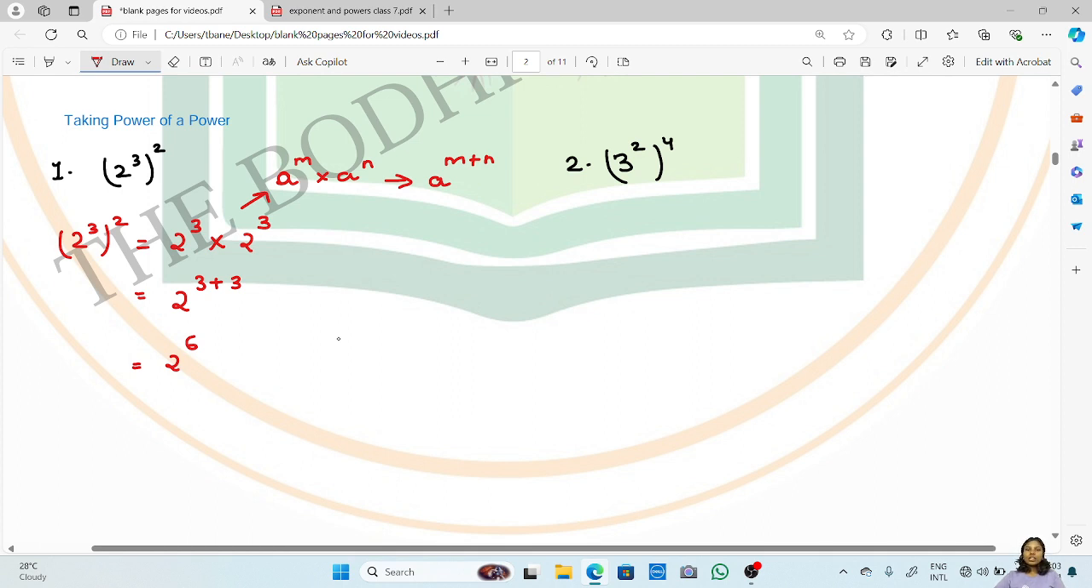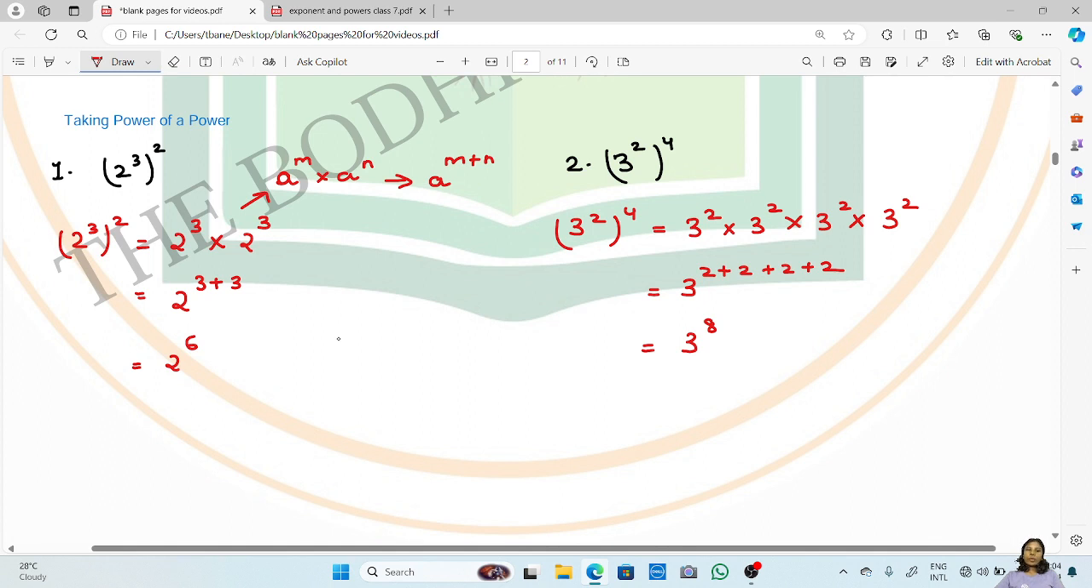Now let's do this one. This is also the same. 3 raised to 2 raised to 4. In this case, it is multiplied 4 times. So 3 raised to 2 into 3 raised to 2 into 3 raised to 2 into 3 raised to 2. Now we are going to add all these powers together. So it is 3 raised to 2 plus 2 plus 2 plus 2. So it is 1, 2, 3, 4. So it will be 3 raised to 8.